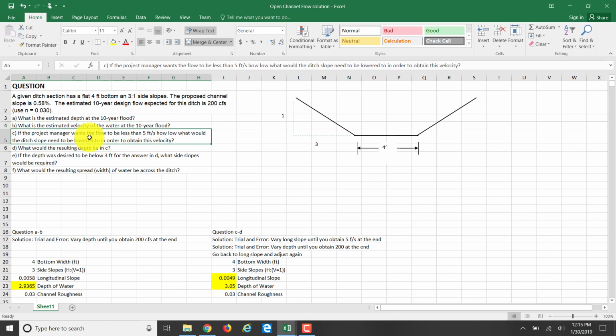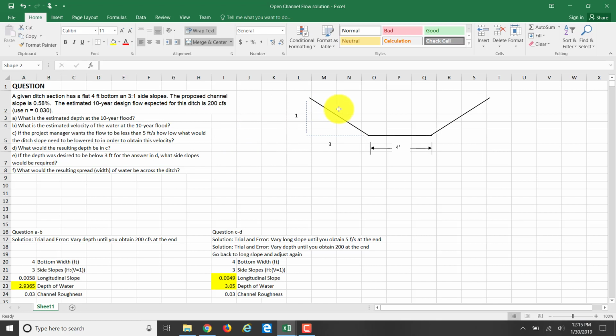The next one over here is, if the project manager wants the flow to be less than 5 feet per second, that's the velocity, how low would the ditch slope need to be lowered in order to obtain this velocity? Next, B is, what would the resulting depth be? And if the depth was desired to be below 3 feet, for the answer in D, what side slopes would be required? And then finally, what is the resulting spread of the water?